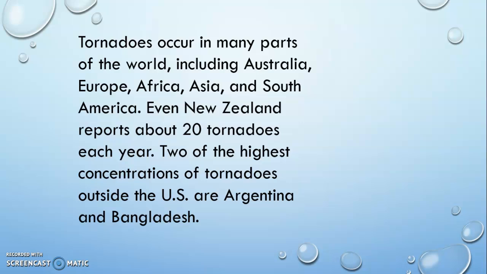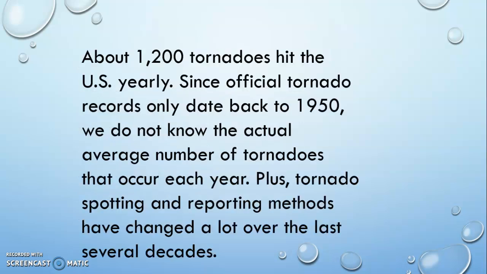What's crazy is, you don't really think about it, you find these just about everywhere in the world. Australia's had them, Europe has had them, not that you really hear about them, but they do have them. Africa, Asia, South America, and even New Zealand has about 20 tornadoes each year. Unfortunately, we are one of the highest groups, us and Argentina and Bangladesh of all places. About 1,200 tornadoes hit the U.S. yearly.